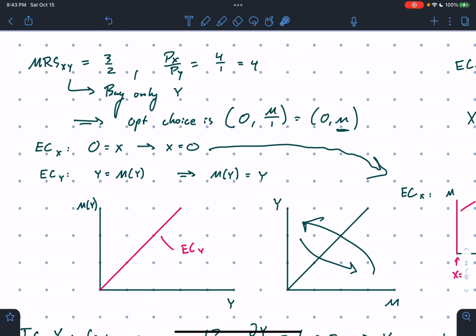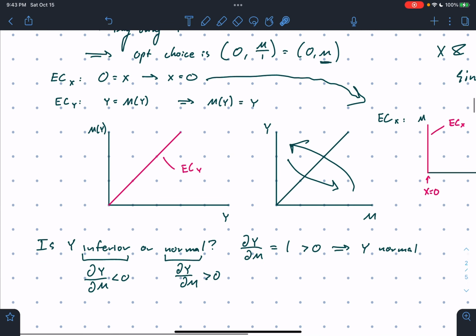Okay. So the last thing we want to determine is if y is inferior or normal. A good is inferior if the amount you buy decreases as you get more money. So the partial derivative of y with respect to m is going to be less than 0. Now, if it's a normal good, then the partial derivative of y with respect to m is greater than 0. Intuitively, the more income you have, the more of it you buy. So here, we just take the derivative of y with respect to m. That's 1. This is greater than 0, which implies that y is a normal good.